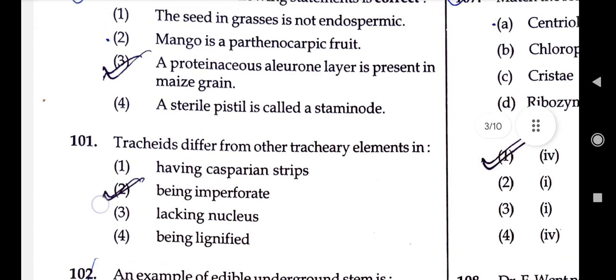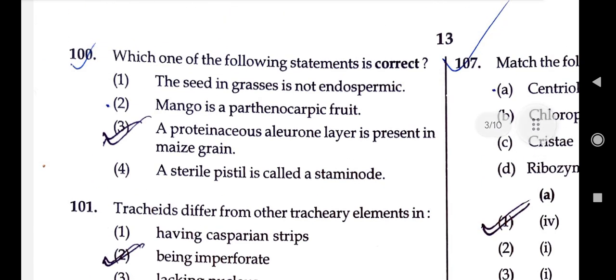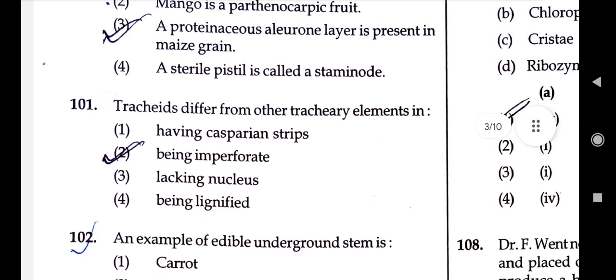So let's see. Question number 100. For question 100, the third option is the correct option. A proteinaceous aleurone layer is present in maize grain, students.